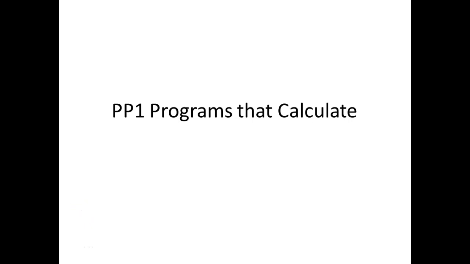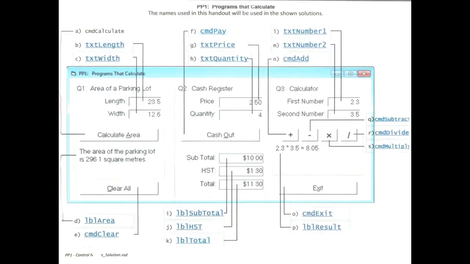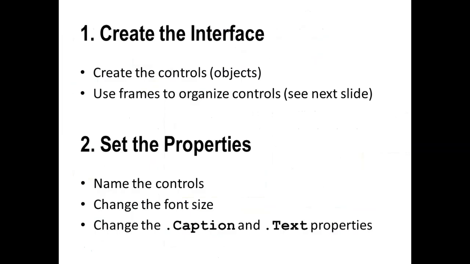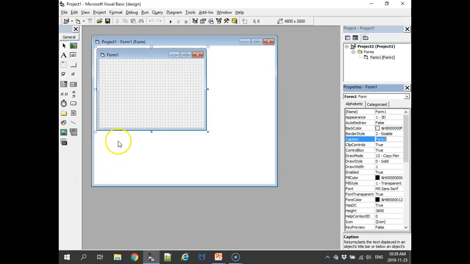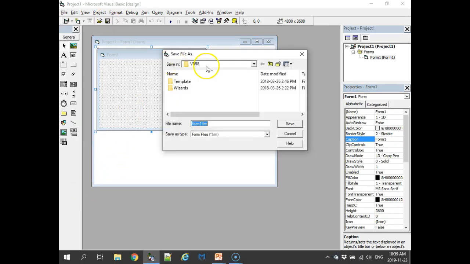What you see here is programs that calculate. First, we have the layout with all the names. Here are the two things to do: create the interface, set the properties, and you might remember, write the code.